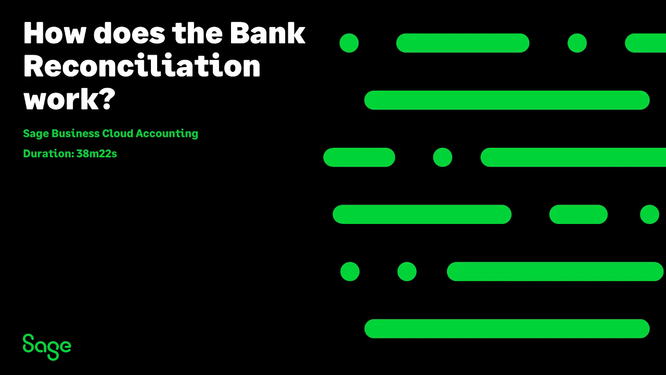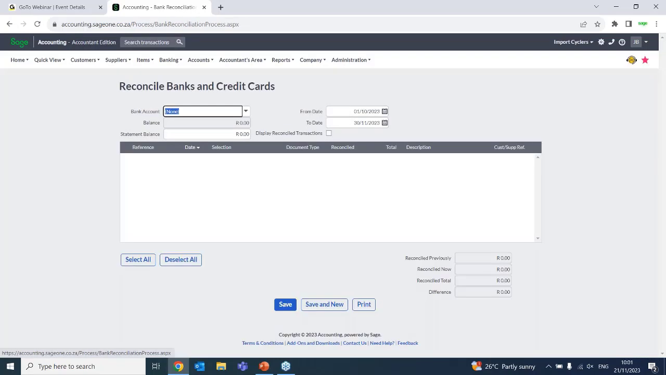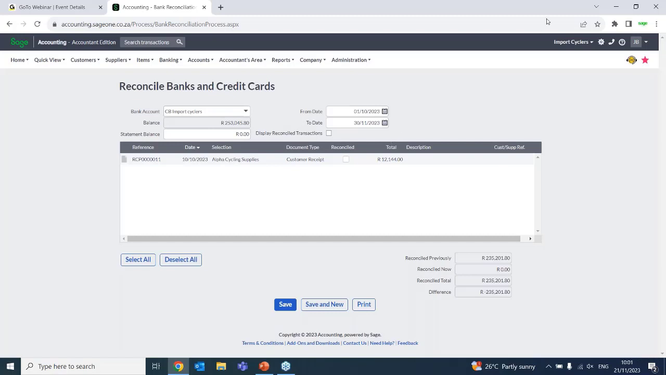So guys, today what we're going to be discussing is banking, but specifically the bank reconciliation. This is where you reconcile your banks and credit cards. This is a really important thing that should be done at the very least once a month. The main reason for this is to ensure that your bank statement balance and the balance that Pastel says you have are the same.